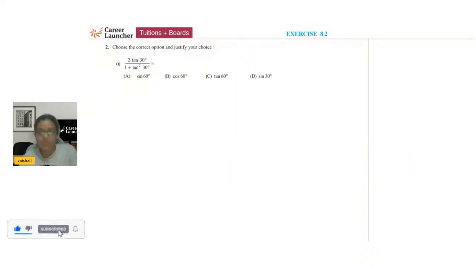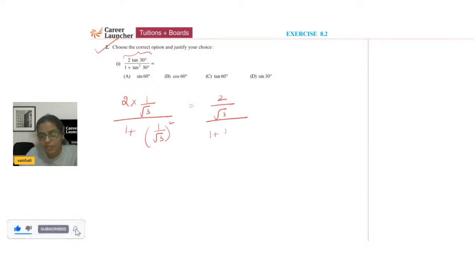So question number 2 is sort of objective, where you are given the question and there are 4 options. Choose the correct option and justify that this expression is equal to what? So let us just see. Tan 30 is 1 by under root 3, and 1 plus 1 by under root 3 whole square, 1 plus 1 by 3. So we are just simplifying the expression.